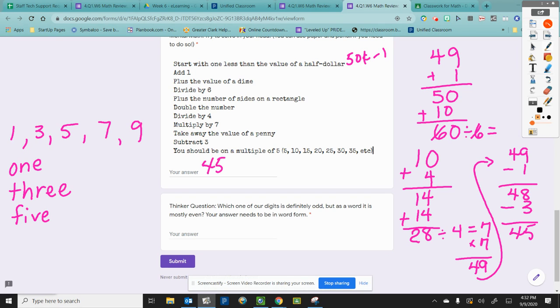And it says that as a word, it is mostly even. So look here, folks. What's in the word seven? The word even. And most of the letters in that word spell even. So your answer is 7. Hopefully you got that correct.